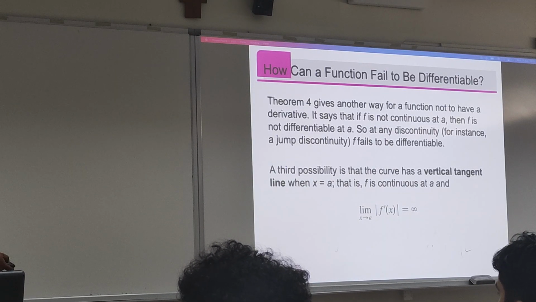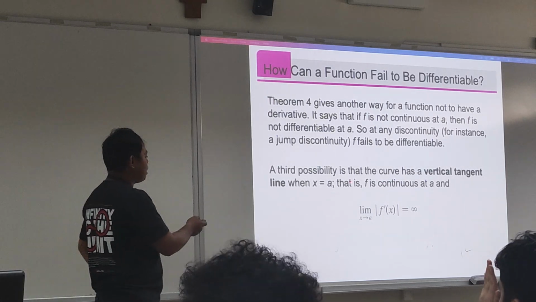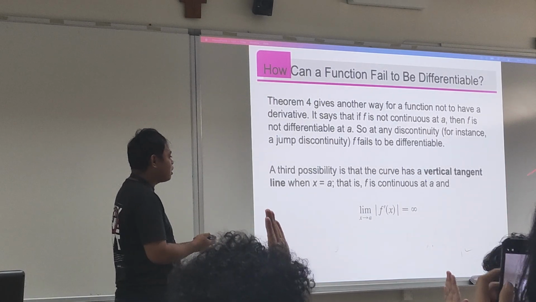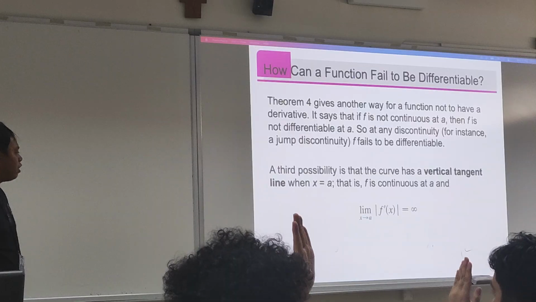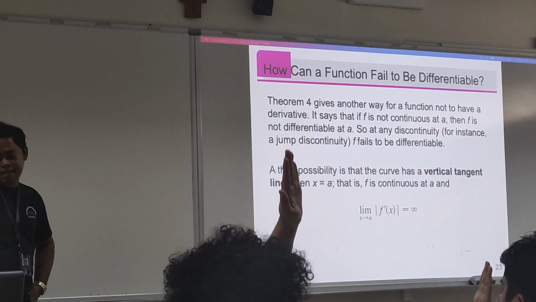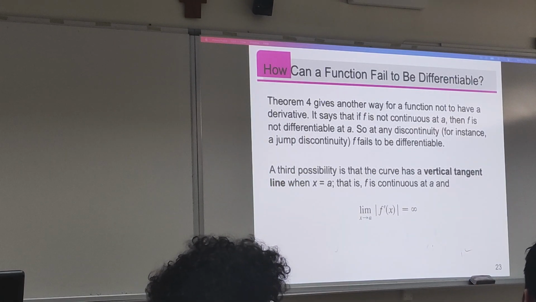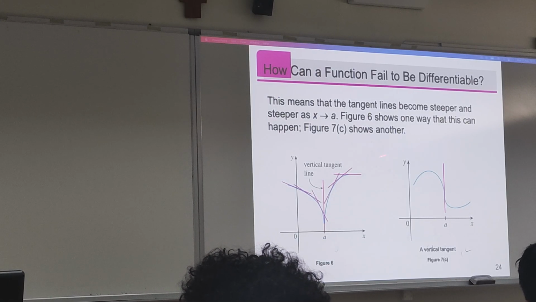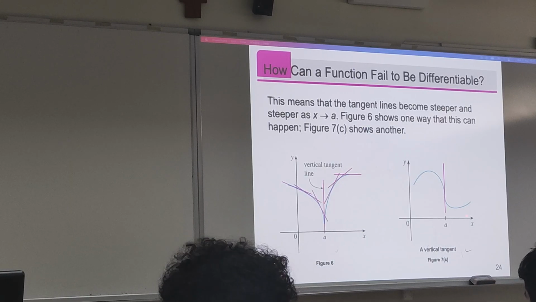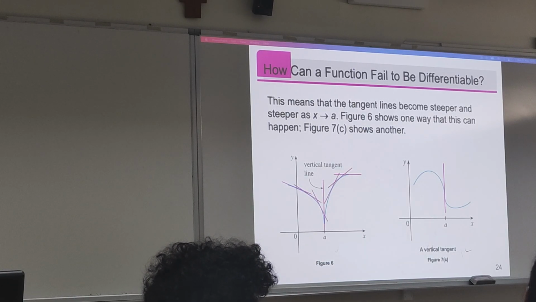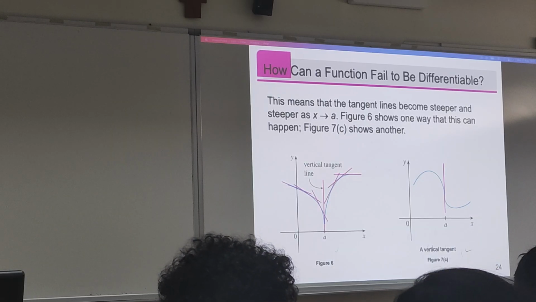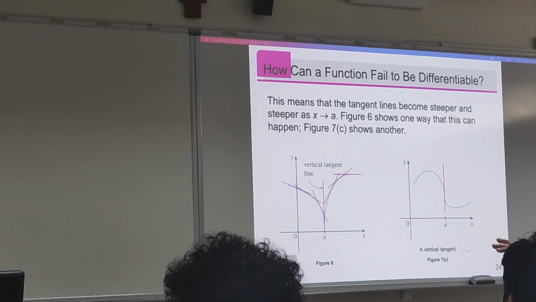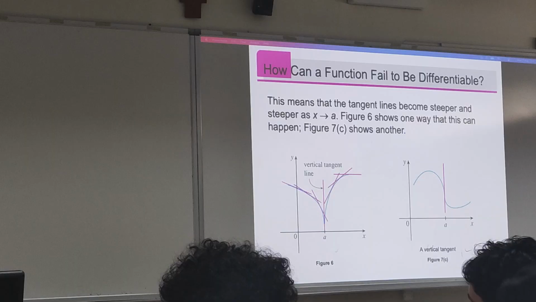Third possibility is that the curve has a vertical tangent line when x is equal to a. That is, f is continuous at a and the limit of the difference quotient goes to infinity from that direction. As you can see now, you have the vertical tangent line here, or the other way. So your function at that given number is not differentiable.